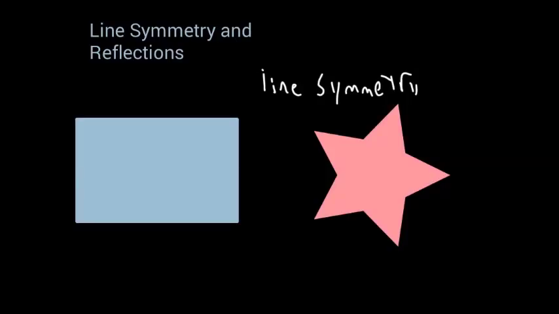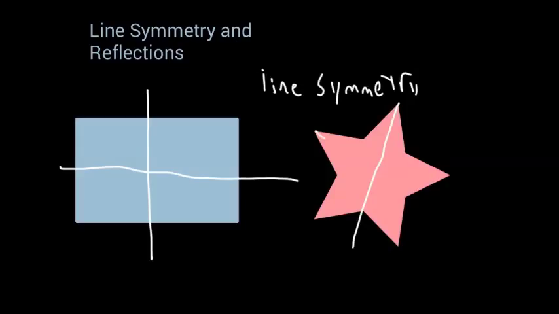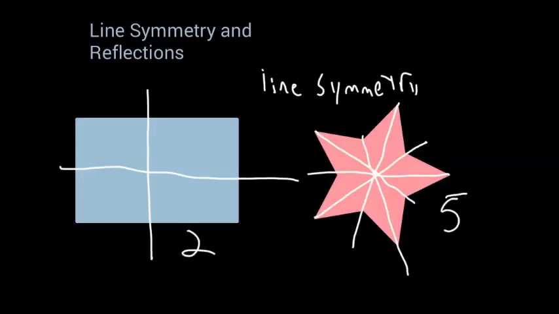So if you look at that first rectangle, I could put a line down the middle and both halves are going to be exactly the same. And I could do a horizontal line and both halves would look exactly the same. So on that star, we could do the same thing, but we need to go from the point of the star and go straight down. And I can do this for each point that I have on the star. So I end up with 5 lines of symmetry for the star, but only 2 for the rectangle.